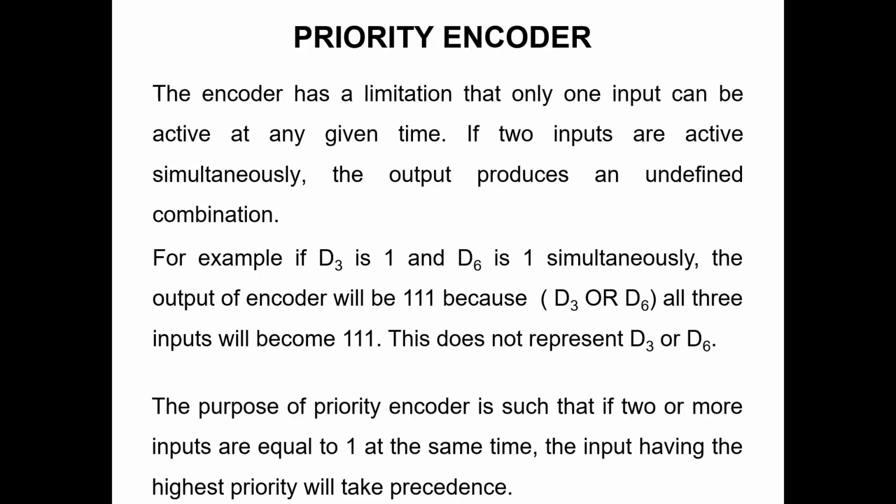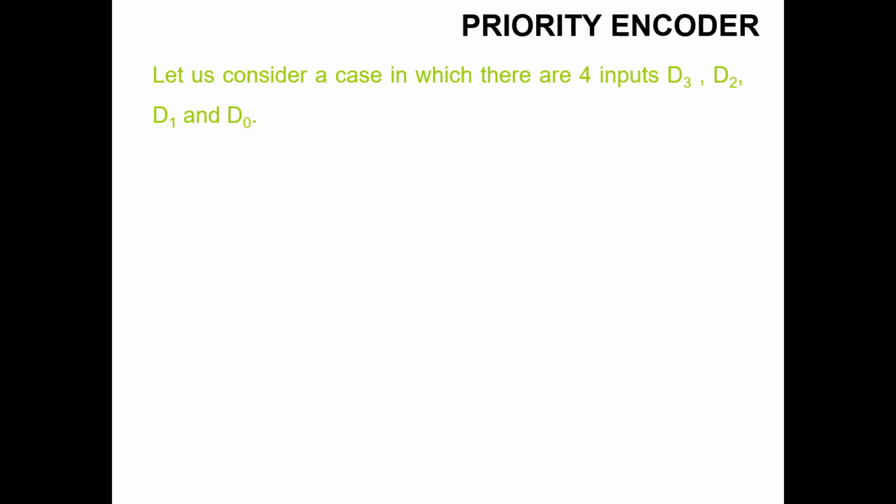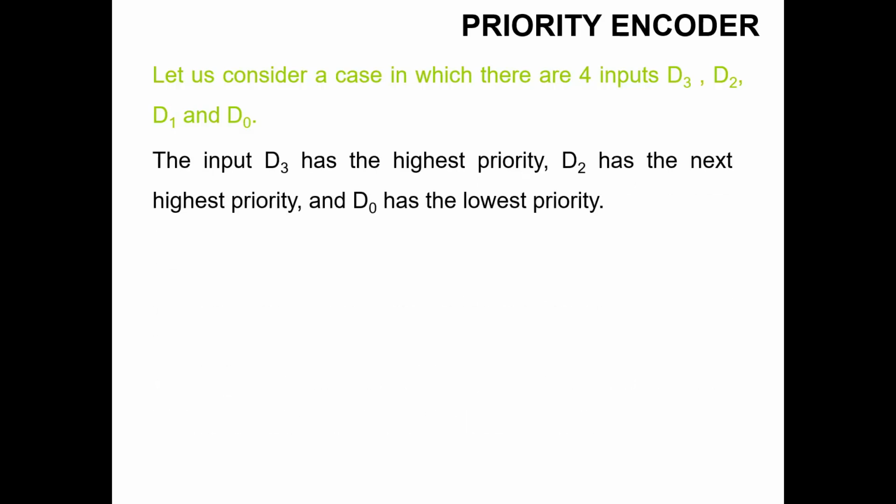In order to overcome this limitation, we have to go for the priority encoder. The purpose of the priority encoder is such that if two or more inputs are equal to 1 at the same time, the input having the highest priority will take precedence. Let us consider a case in which there are 4 inputs D3, D2, D1 and D0. The input D3 has the highest priority, D2 has the next highest priority and D0 has the lowest priority.